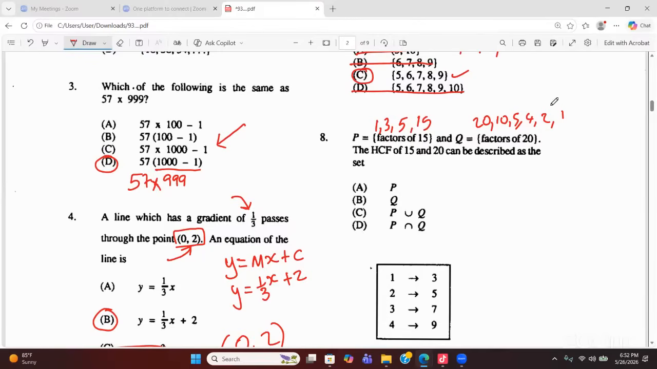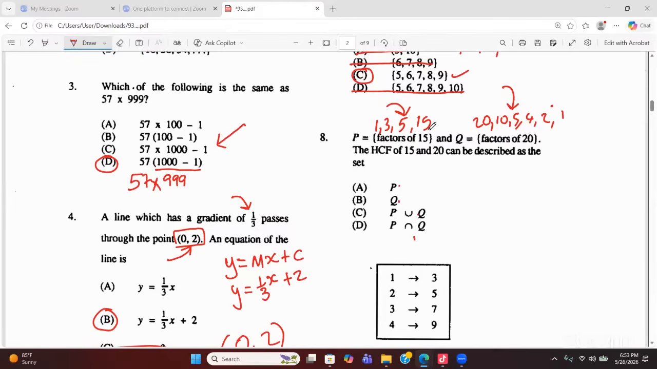The highest common factor is what? 5. The highest common factor is 5. That's the biggest number that could go into both of them without a remainder. So 5 can be labeled as what? You can describe that as P, Q, union, or intersect.